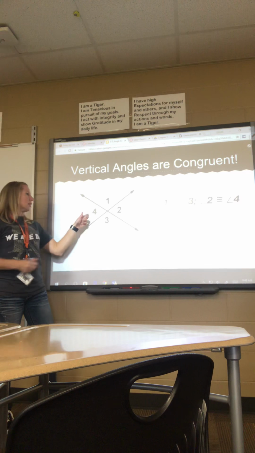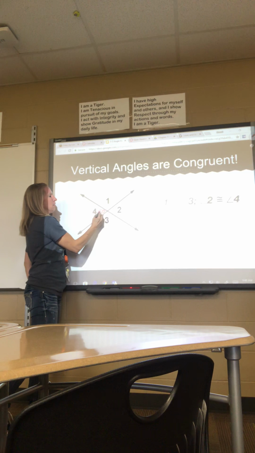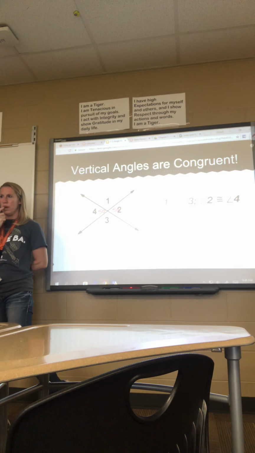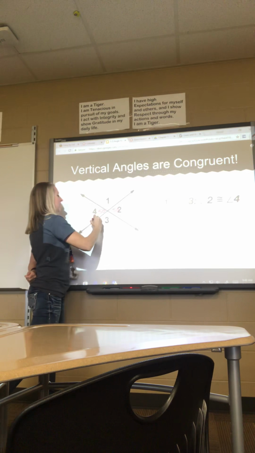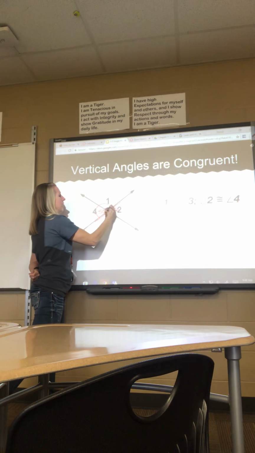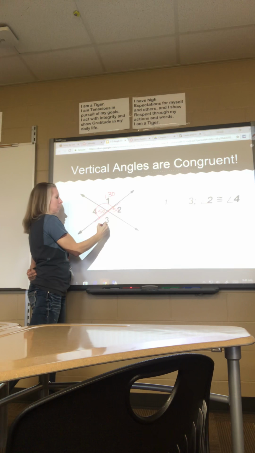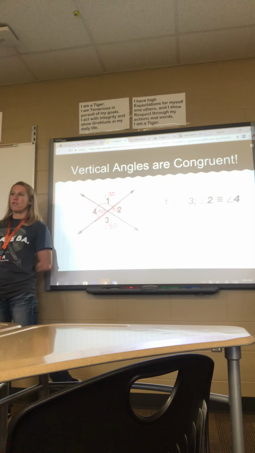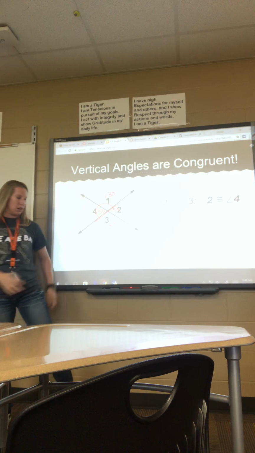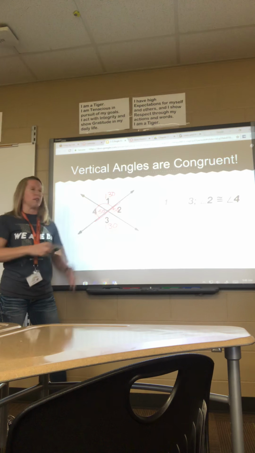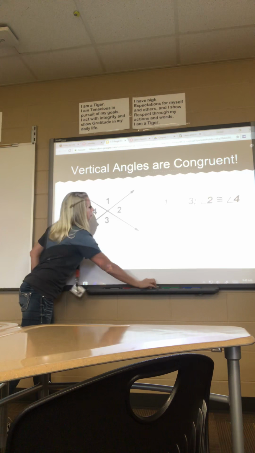Let's think about this. If I know angle 4 is 50, what would angle 2 have to be? 50. Could I figure out angle 1? Yes. What would it be? Subtract from 180. These add to 180. So angle 1 would be 130. What would angle 3 be? 130. Okay. So vertical angles always equal each other. The two next to each other form a linear pair. They add to 180. Okay.